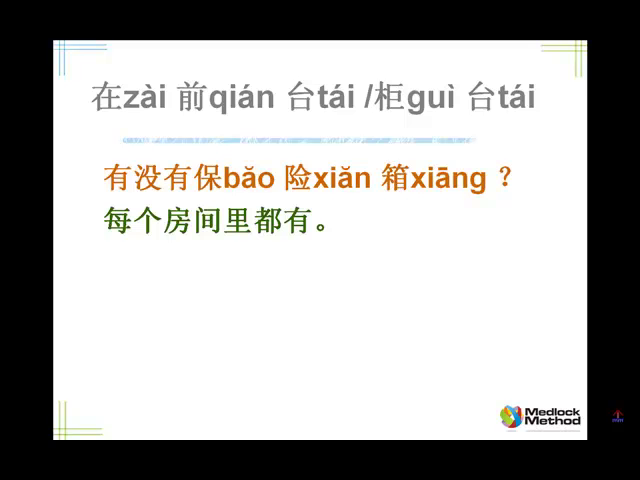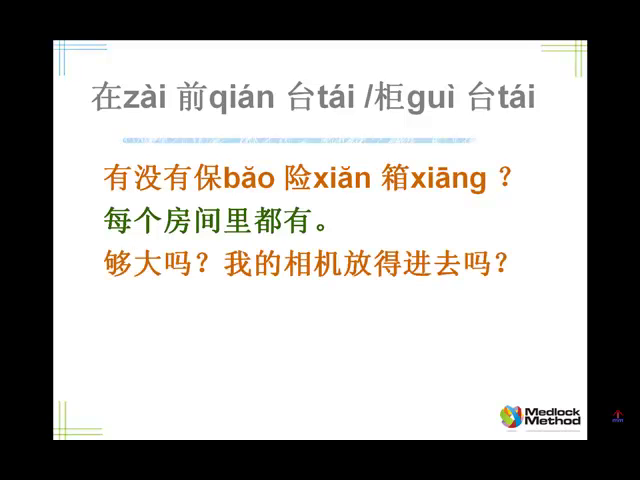Right, the first word we need is camera. 相机, 相 is photo, 机 is machine or device. Any kind of mechanical device will be 机. And the next word we need is fit in. 放得进去。 And then we need to ask, will my camera fit in? 我的相机放得进去吗? Now the whole question we're going to ask is, is it big enough? Will my camera fit in? 够大吗?我的相机放得进去吗?